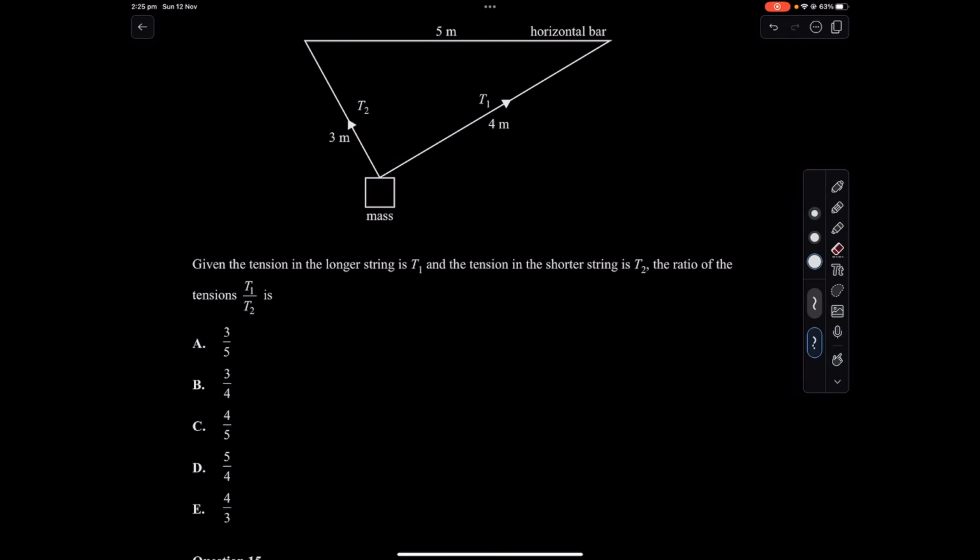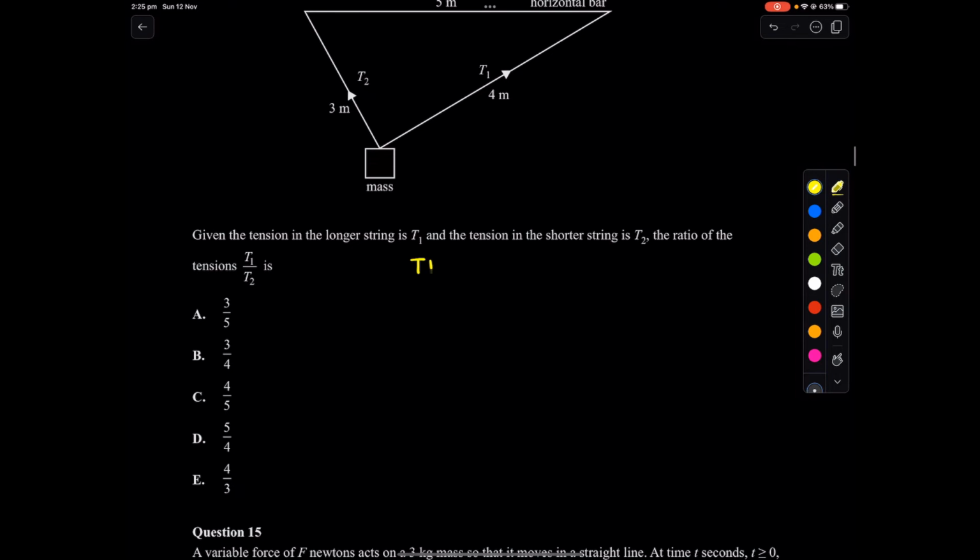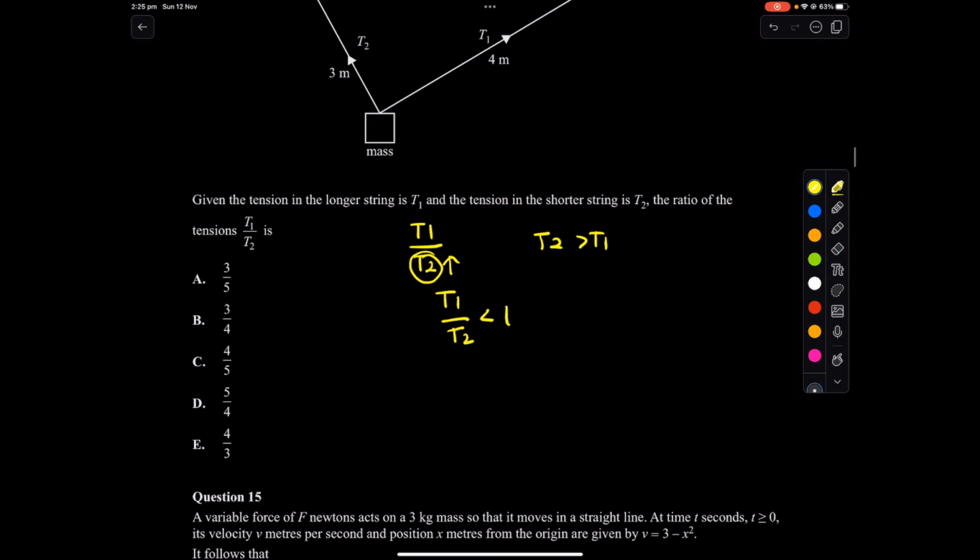Imagine T1 over T2. If I know that T2 is going to be greater than T1, what does that tell me? It tells me that T1 over T2 must be less than 1, because the denominator is bigger. So just knowing that, I should look at the answers. This one here is greater than 1, cancel that one. This one's also greater than 1, whereas the other ones are less than 1. So we can eliminate those.